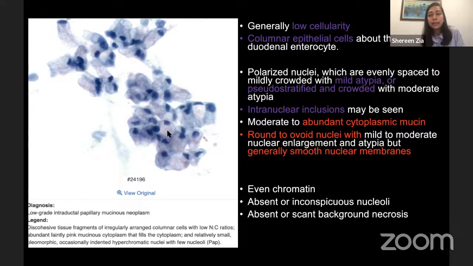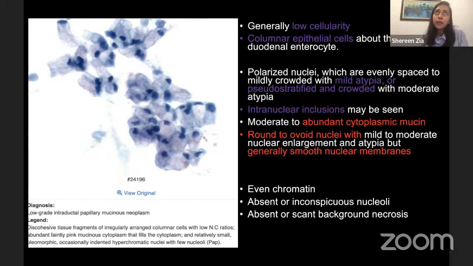There is more abundant cytoplasmic mucin in there. The nuclei are still round and ovoid, and they generally have a smooth nuclear membrane. So there are absent nuclei in there, and we're not seeing any background necrosis in it.